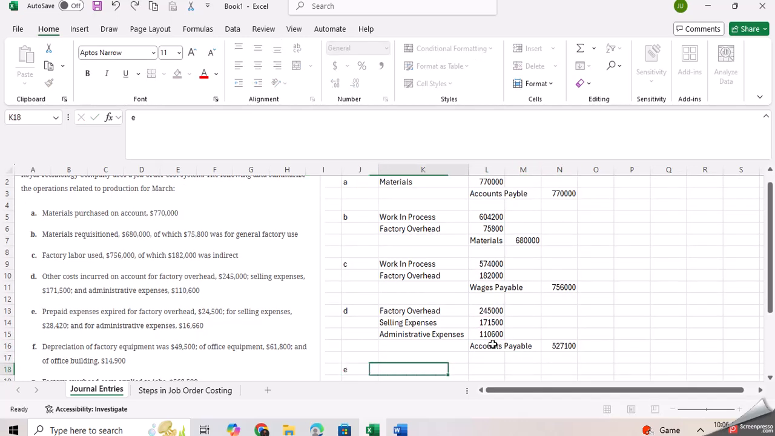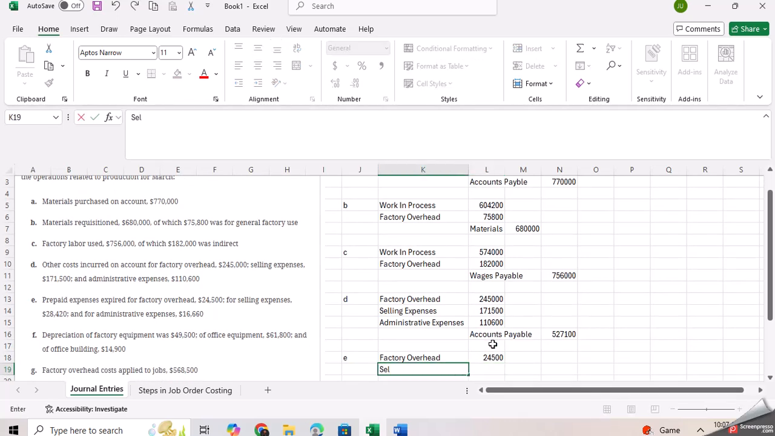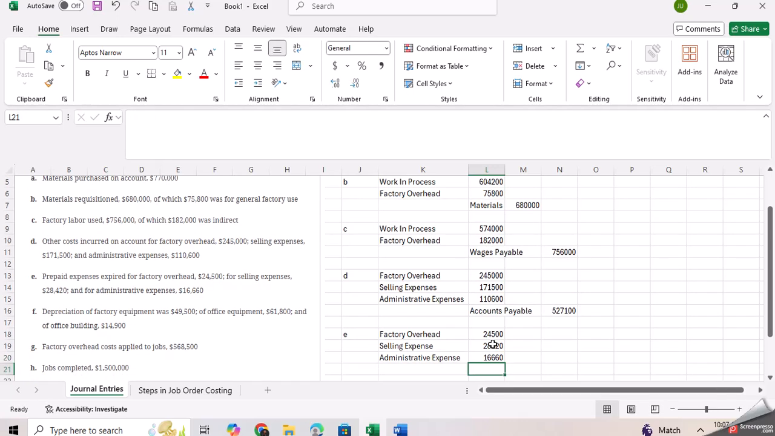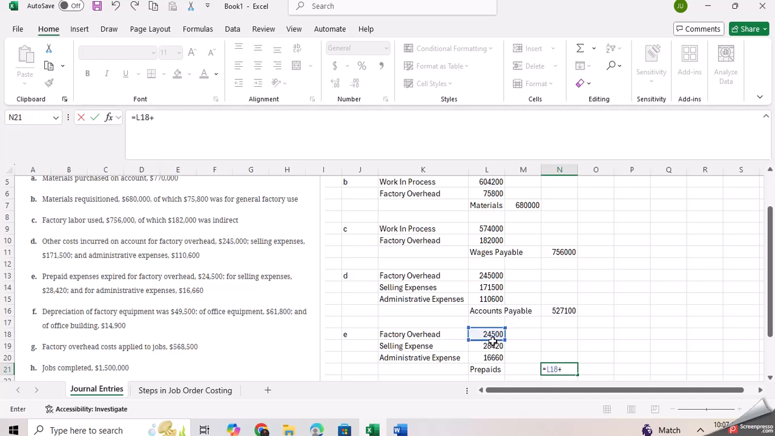Okay, then E, prepaid expenses expired means we use them up. For factory overhead, we're going to debit factory overhead for 24,400. Selling expenses for 28,420, and then administrative expenses for 16,660. And then again, now it isn't a payable, it's not on account, it's coming out of our prepaids. So then we will credit our prepaids for those amounts.